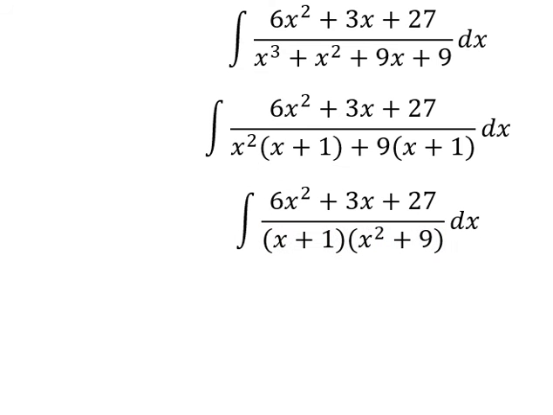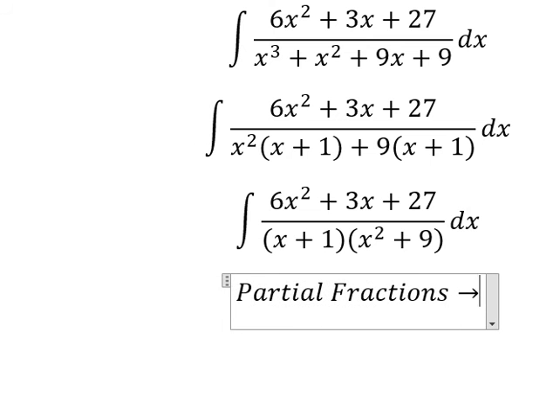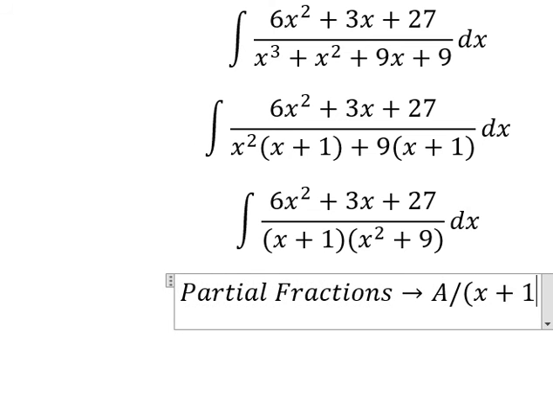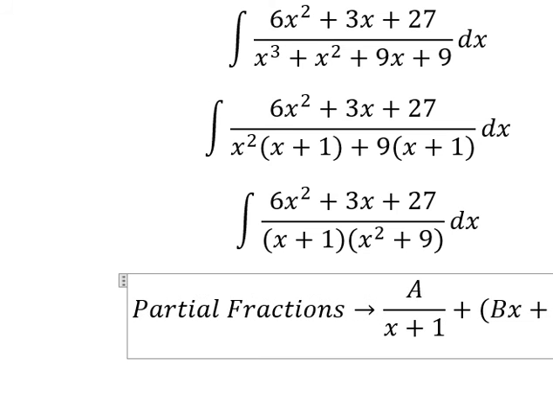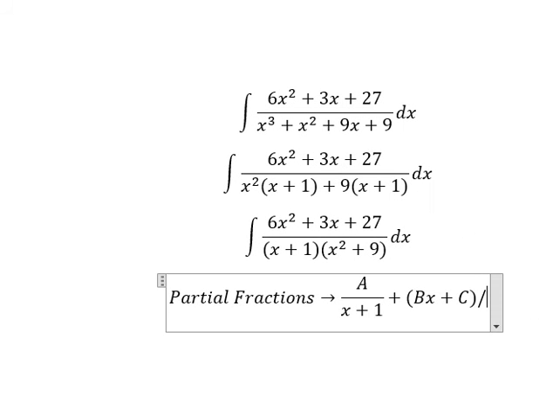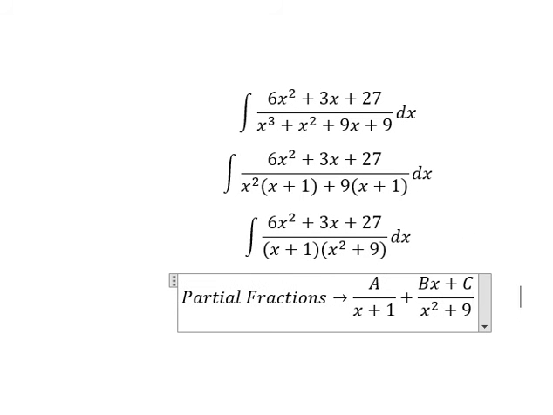Next, we need to use partial fractions. So capital A over s plus 1, capital B s plus c over s squared plus 9. Because we have the power 2, on the numerator we need to reduce one power. That means we have number 2 minus 1, you get s, and from here we reduce the power to number 0. That's why we have c.